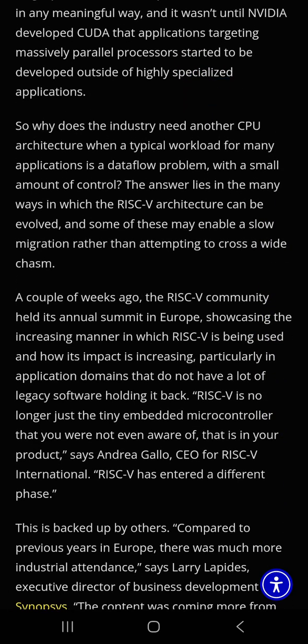So why does the industry need another CPU architecture when the typical workload for many applications uses data flow problems with a small amount of control? The answer lies in the many ways in which the RISC-V architecture can be evolved, and some of these may enable a slow migration rather than attempting to cross a wide chasm.